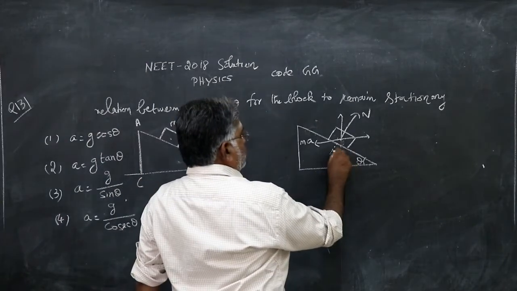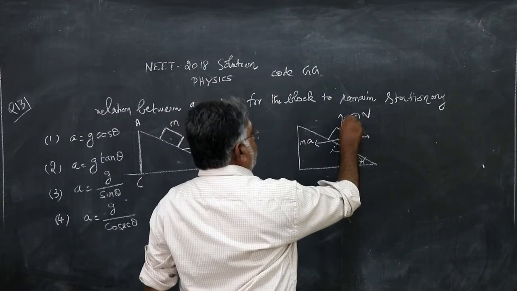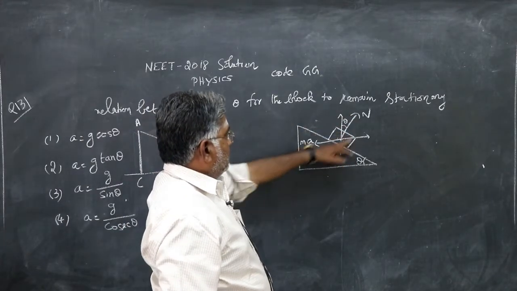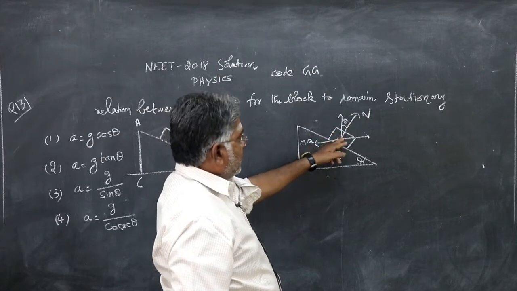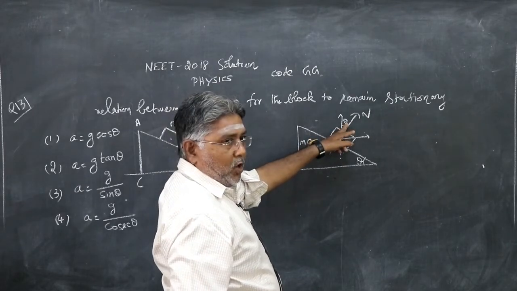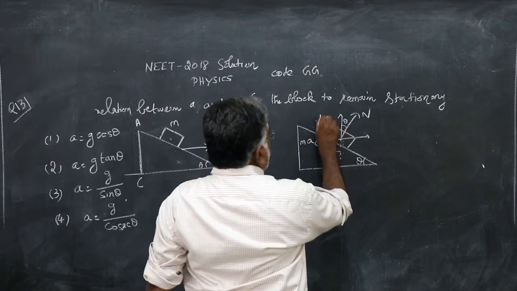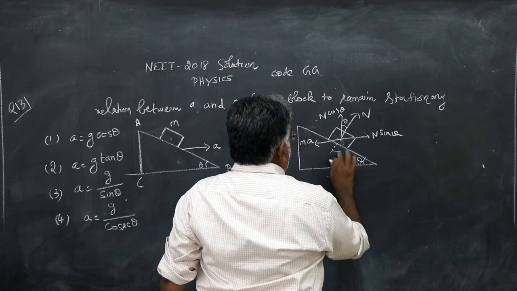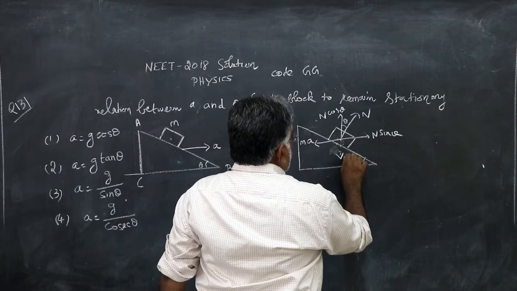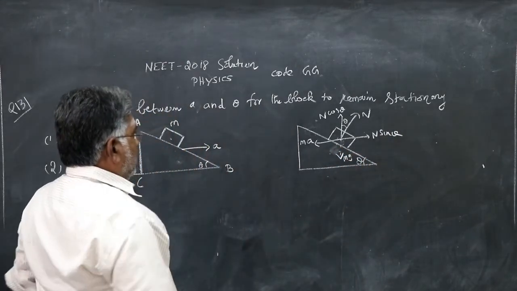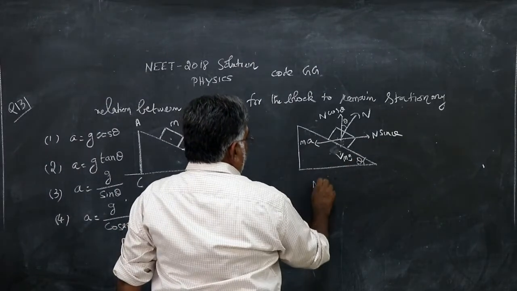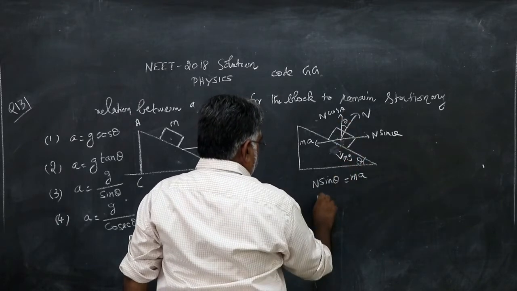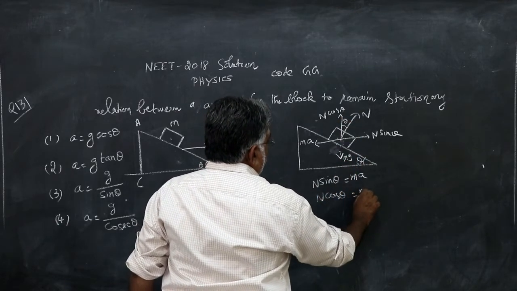If this is theta, this will be theta, vertically opposite angle. These two are the intersecting lines. This is a vertically opposite angle. So this is N cos theta, this is N sin theta. Then the weight is acting vertically down. So N sin theta equal to ma. N cos theta equal to mg, because the block is to remain stationary.